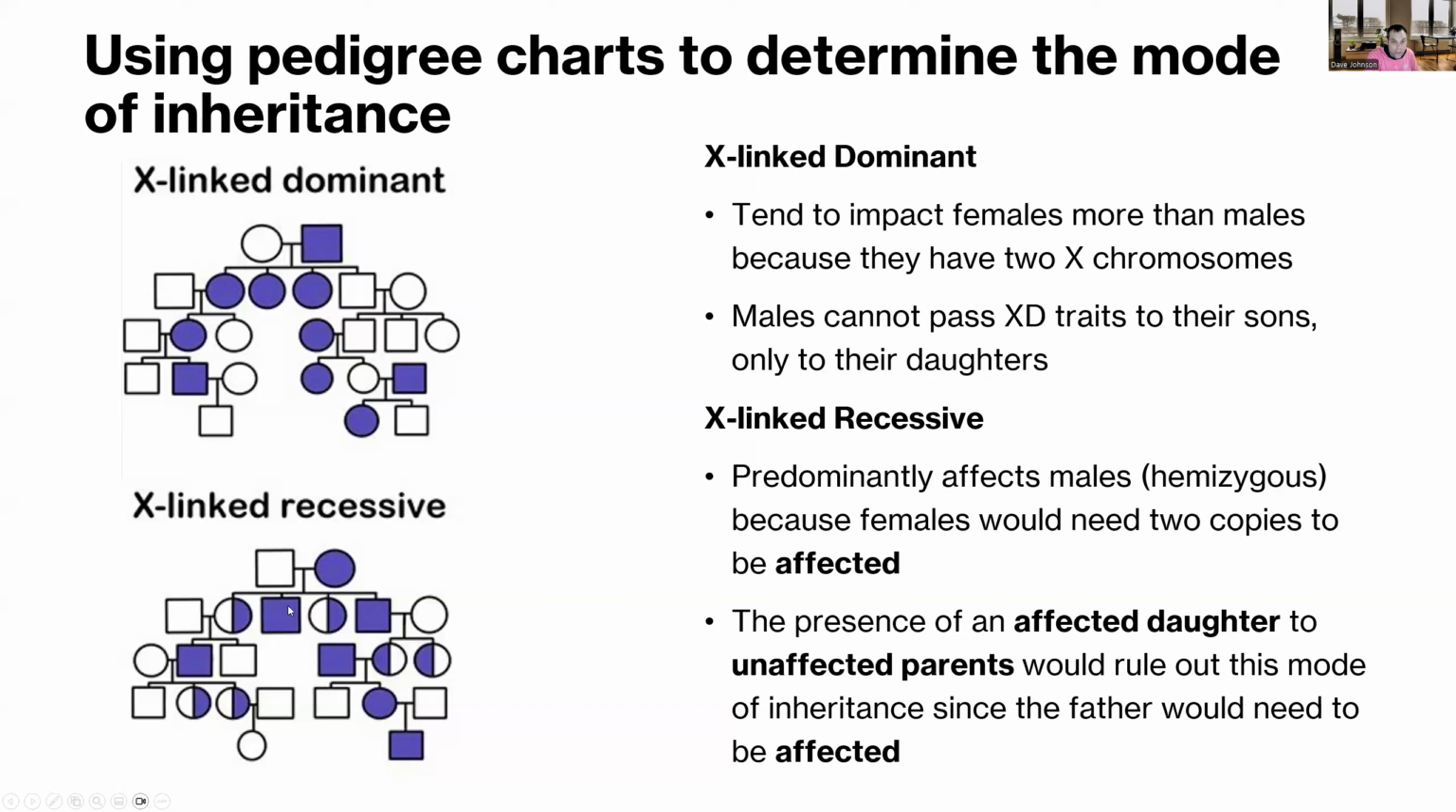The sons are going to have it, right? Because they had to get an X chromosome from their mom. So they're likely to have it. The daughters are going to be carriers. So mom is affected. Because mom's affected, she has 2 copies of this, right? She has to have 2 copies of it to be affected. It's a recessive trait.